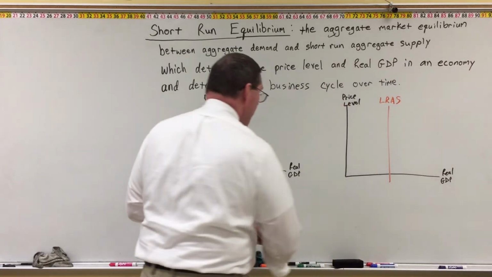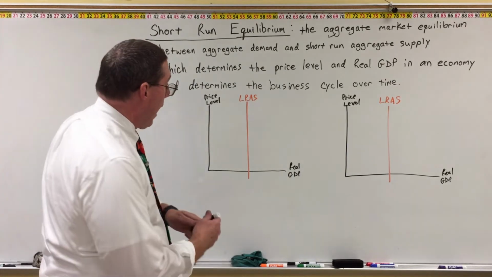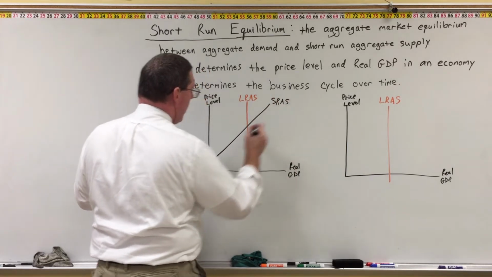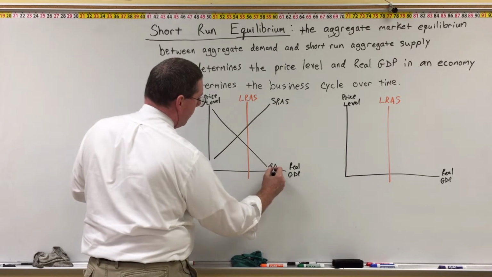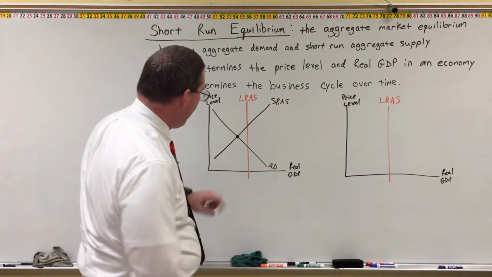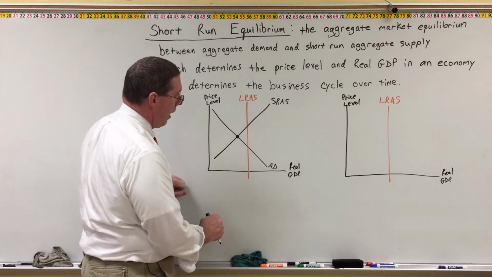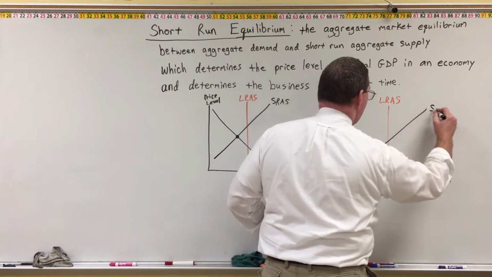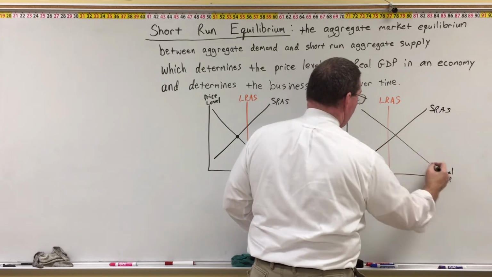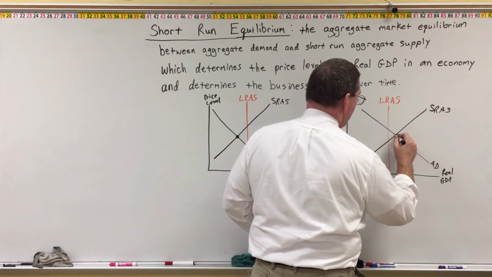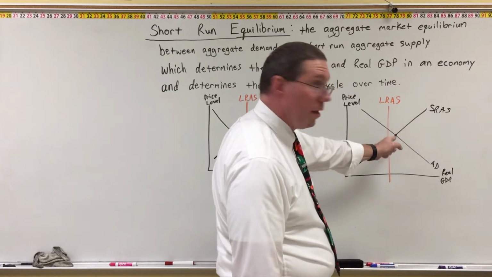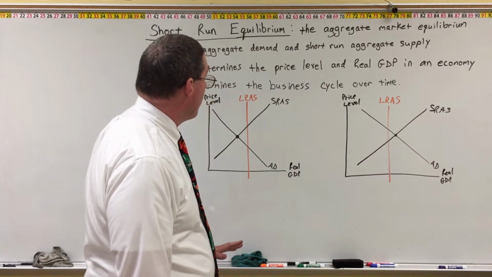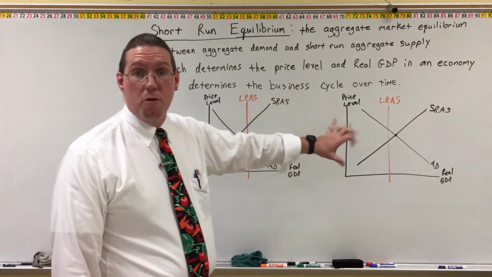And in one circumstance, the intersection of short-run aggregate supply and aggregate demand occurs on the left side. There's short-run aggregate supply, and then here's aggregate demand. And the intersection of short-run aggregate supply and aggregate demand is on the left side of long-run aggregate supply. Where over in this circumstance, we're going to draw a short-run aggregate supply curve and an aggregate demand curve. And there you can see that the intersection of short-run aggregate supply and aggregate demand, the short-run equilibrium, is to the right of the long-run aggregate supply curve. Okay? And so these two circumstances, we have names for these, and I'm going to give them to you in just a minute.